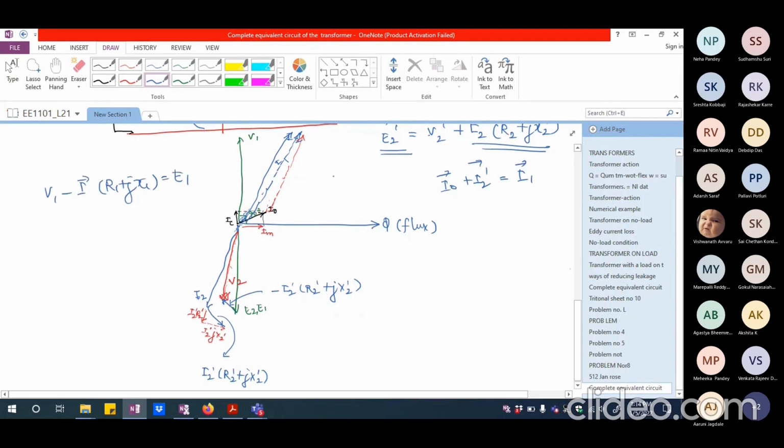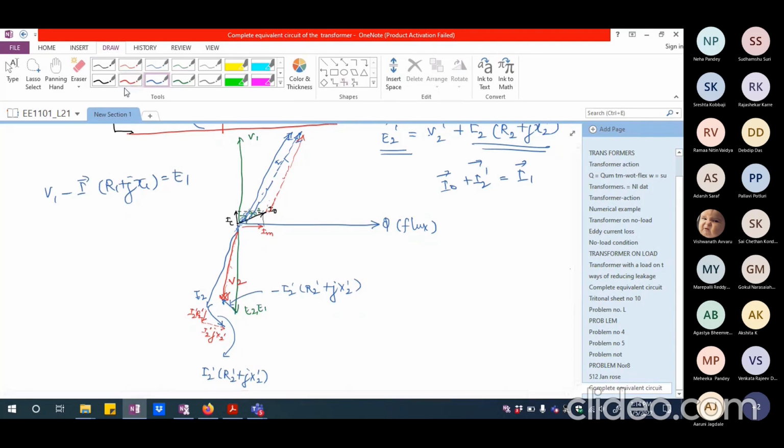Okay. So that will complete the phasor diagram of the transformer. If I take I1 multiplied by R1 and I1 multiplied by JX1 and add them together, that will give me the primary drop. So that is going to give me the value of E1, the induced EMF in the primary.